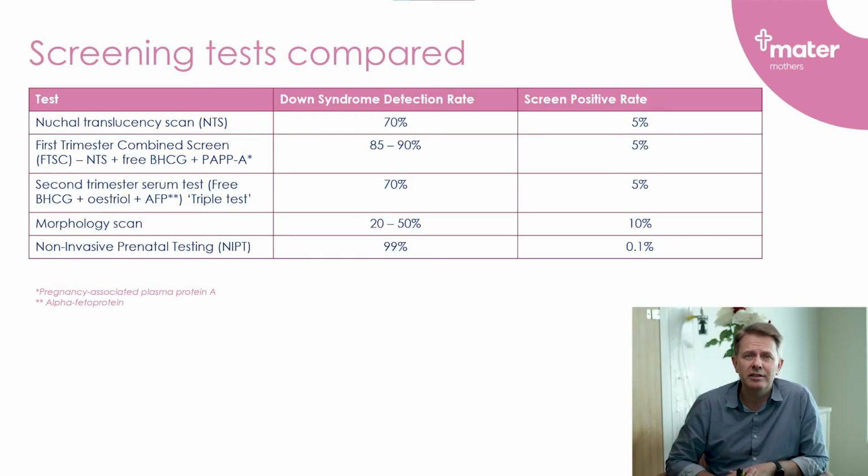So to compare, the screening tests in this table show the detection rate and the screen positive rate, or false positive rate, for each test. And you can see the dramatic improvement in screening performance being offered for Trisomy 21 on the basis of a NIPT test, with a 99% detection rate and a less than 1% screen positive or false positive rate. This compares with the most common test prior to NIPT, which was the combined first trimester screen, which offered an 85 to 90% detection rate for a 5% screen positive rate.